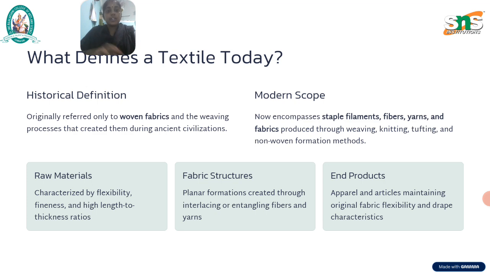First we concentrate on raw materials, then the fabric structures, and finally the end product, characterized by flexibility, fineness and a high strength-to-thickness ratio. Next is the fabric structures, a planar formation, where the fabric has been prepared through those methods, and finally the end product, apparel and article manufacturing, maintaining the original fabric flexibility and drape characteristics. So this is the main concept of it.